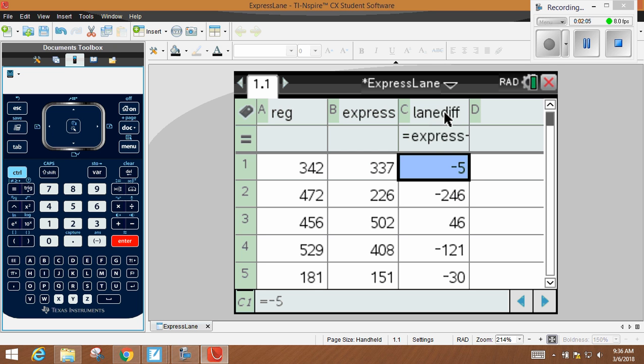I feel like we need to go the other way, because that's like positive number values, right? Yeah, you're right. Yeah, that's not good. Sorry. We want reg minus express. Maybe.